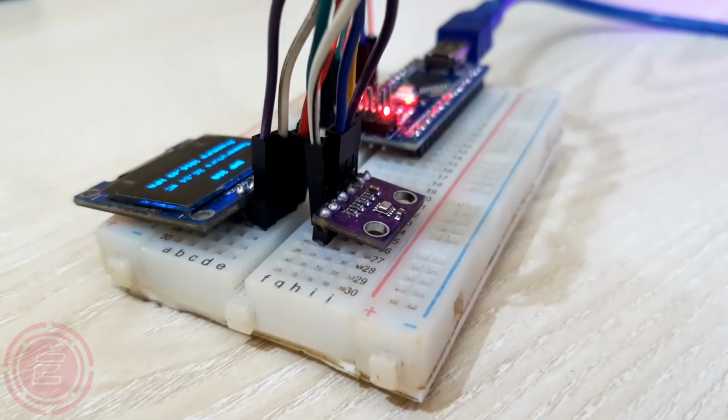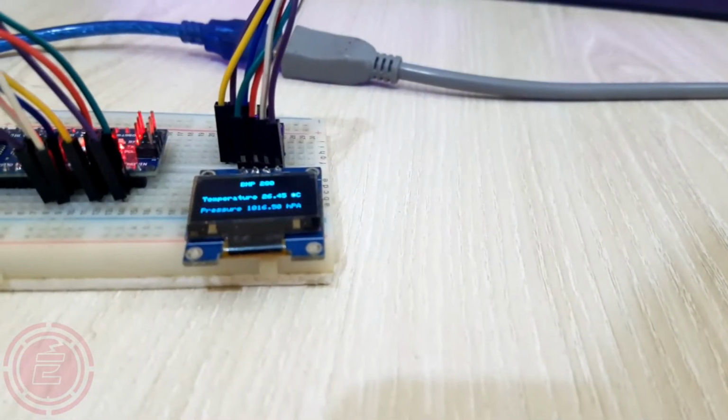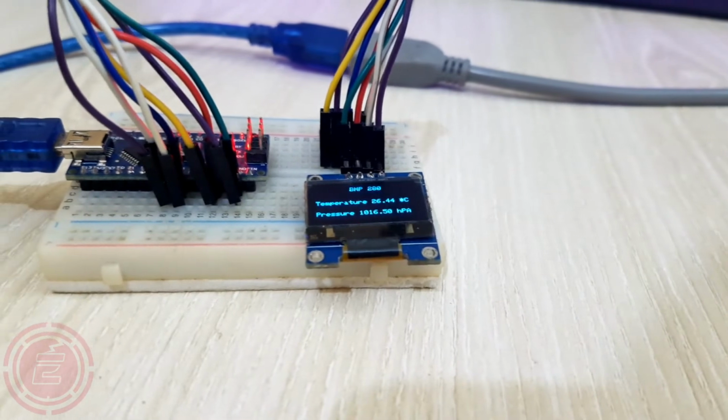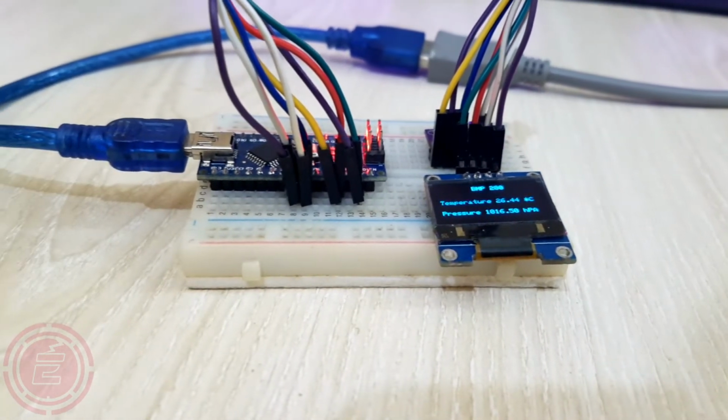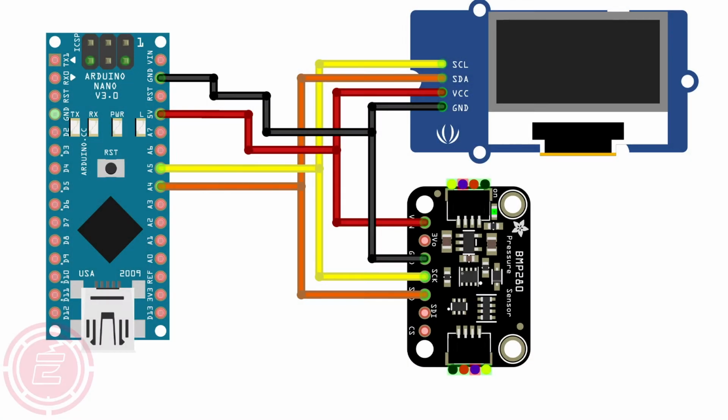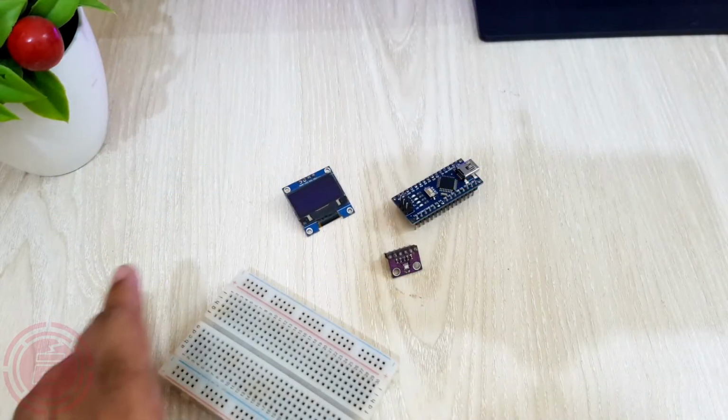Anyway, without further talking, let's see how to use it with Arduino. I'll use a mini OLED display module to see the sensor data. And here is the diagram, I'll connect everything by following this diagram.